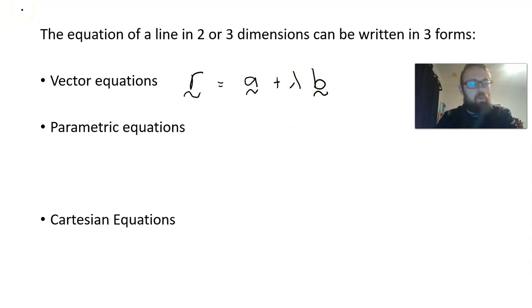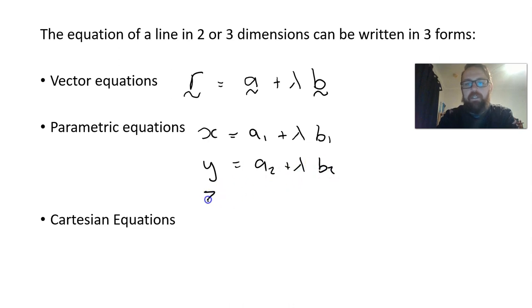Now, the parametric equations are pretty similar. There's going to be 3 of them. For a parametric equation, the x coordinate is equal to a1 plus lambda lots of b1. So we're just expanding this one out. The y coordinate equals a2 plus lambda of b2, and the z coordinate equals a3 plus lambda of b3.